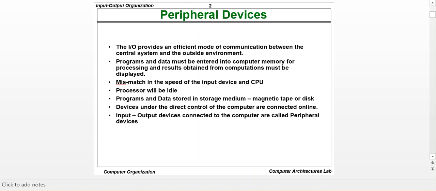Even if you ask the world's fastest typist to type the program, he or she cannot match the speed of the CPU. So there is a huge gap. There is a huge mismatch between the speed of the input device and the CPU.